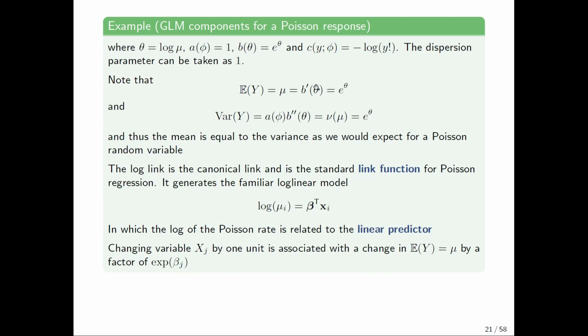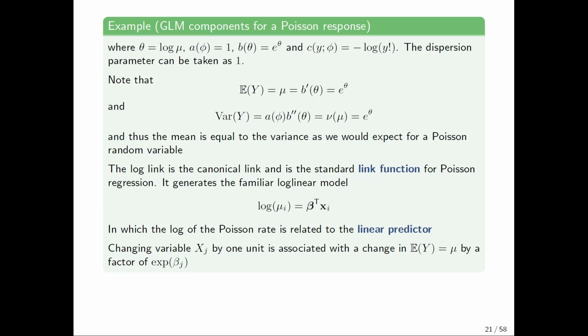So again, reading off the components, theta equals the log of mu, the function a of phi is equal to 1, the function b of theta equals e to the theta, and the function c of y and phi is minus log y factorial. The dispersion parameter in this distribution is taken as 1. So again, applying the rules, the mean is the first derivative of the function b, which is e to the theta, and the variance is the second derivative of b, which is also e to the theta. So the mean equals the variance, exactly as we expect for an equidispersed Poisson random variable.